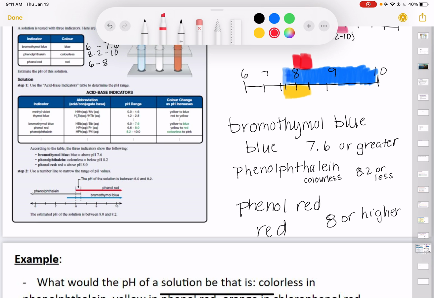So really, the only range this can be in is where all of these colors are together. So that's right here to here. And it's not even that far. It only goes to, what does the yellow one go?